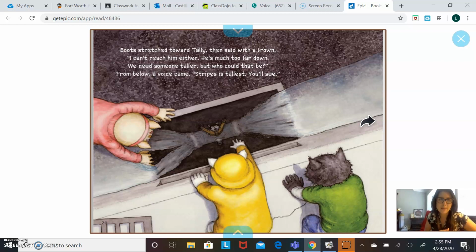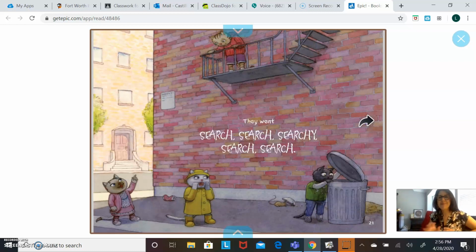From below a voice came. "Stripes is the tallest. You'll see." I think that Tally McNally knew that Stripes was the tallest because he had already done a tally of who was the tallest. Remember back earlier, a few pages back? So that kind of helped him in this situation, didn't it? They went search, search, searchy, search, search. They couldn't find Stripes.